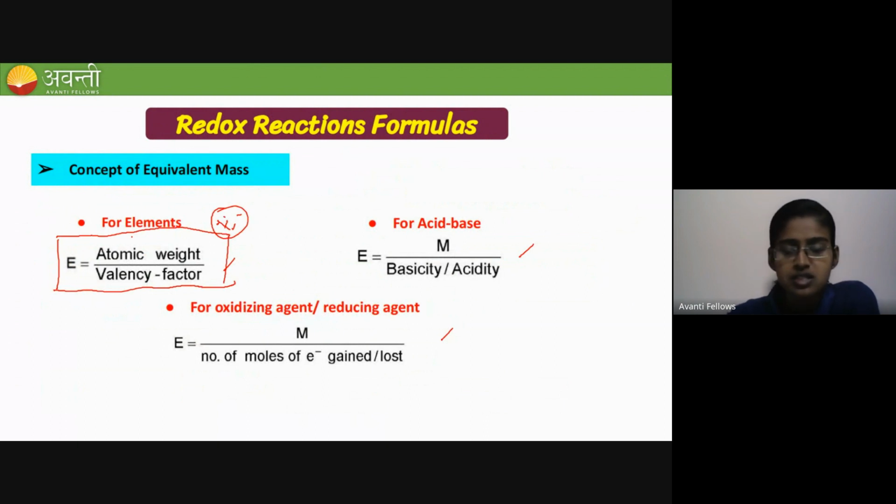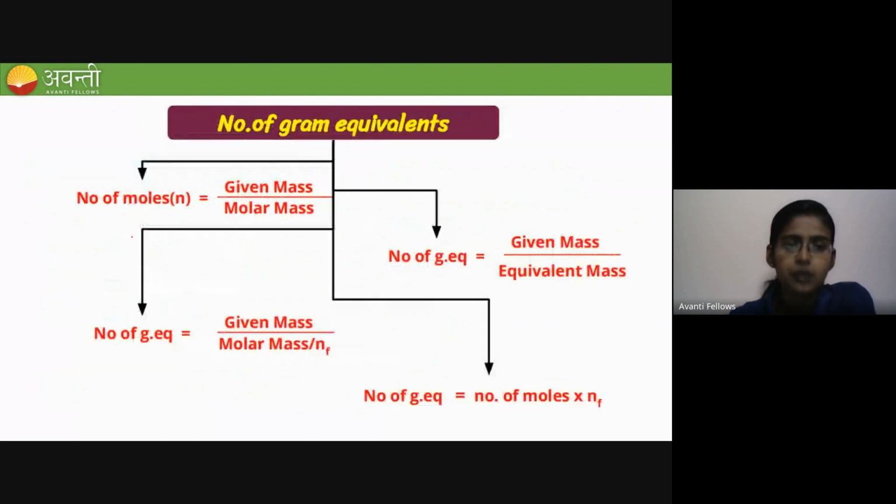The next topic is the number of gram equivalents formula. Number of gram equivalents can be calculated using given mass by equivalent mass. Number of moles is given mass by molar mass. Number of gram equivalents is given mass by molar mass by n factor, and number of gram equivalents is equal to number of moles into n factor. So using this relation, we arrive at this last relation. Instead of given mass by molar mass, in this place we substitute the number of moles into n factor. The next is thermodynamics.